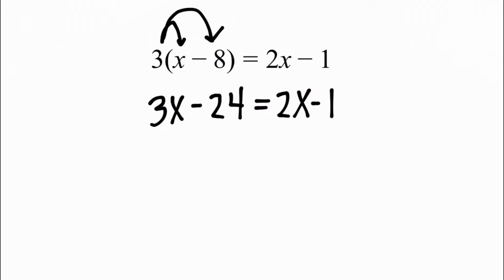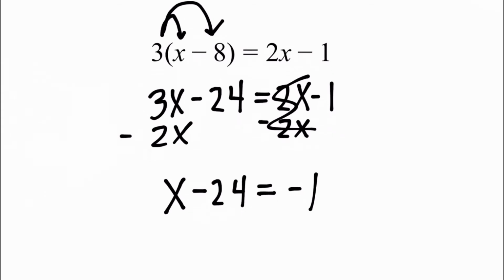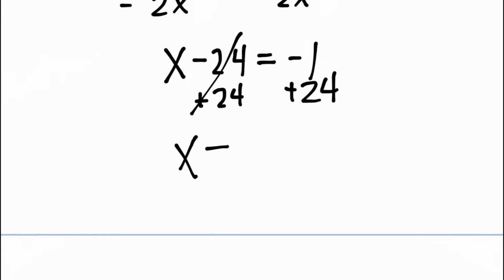Bring down everything else. Then I'm going to minus 2x because I want everything on one side of the equal sign. So 3 minus 2 is 1, and remember 1s are invisible. x minus 24 equals negative 1. Now I still want the x by itself. I have a 24 subtracted from it. Now we're going to do plus 24, plus 24. So x equals 23. I hope you got it.